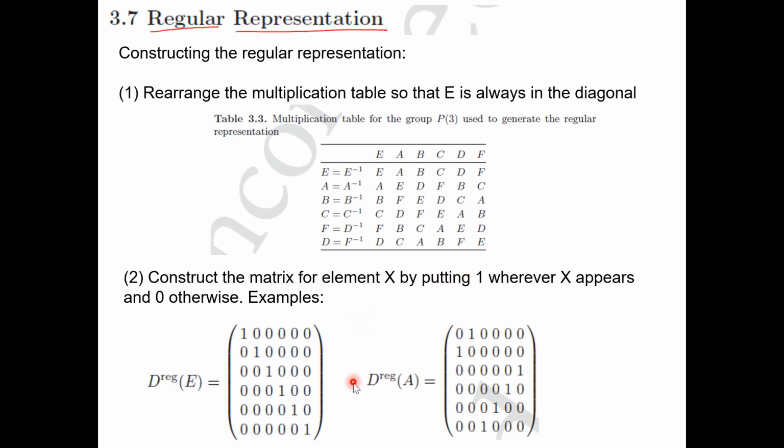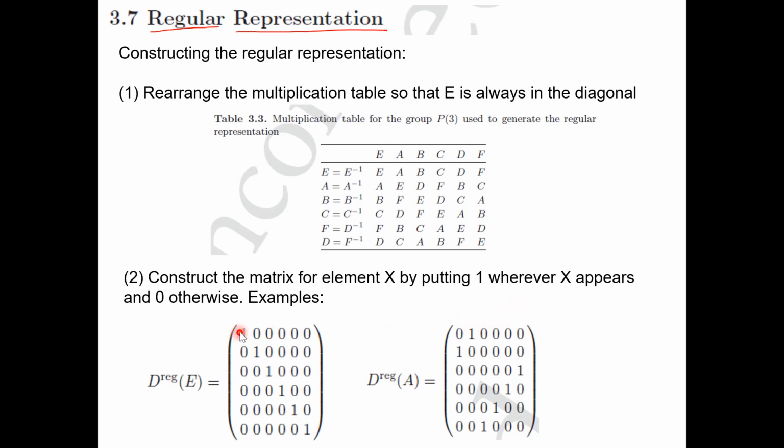Let's see the case of the matrix corresponding to the symmetry operation A. Whenever A appears in this table, you put ones, and then you construct this matrix. Okay. And then you do this for all elements of the group, and then you're going to have a set of 6 matrices. And first I'm going to show you that this is a representation of the group. Okay? And this is actually the so-called regular representation of the group.